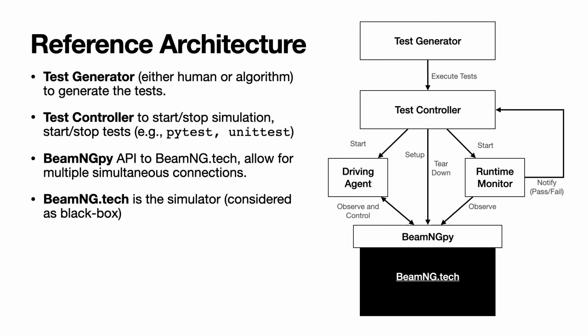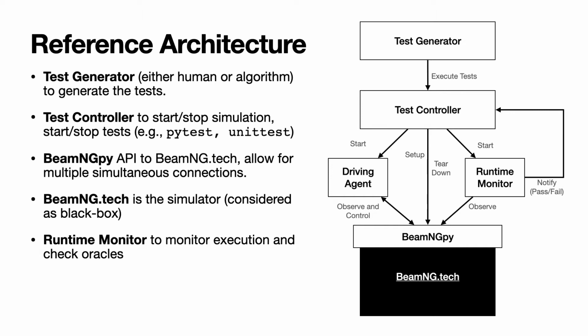The other two components that are relevant in this architecture are the runtime monitors. The runtime monitor is the component that observes and collects data from the running simulation, and is the one in charge of basically checking oracles. If something happens, this component will notify the test controller about a passing or a failing of a test, and then the test controller will stop the test and move on.